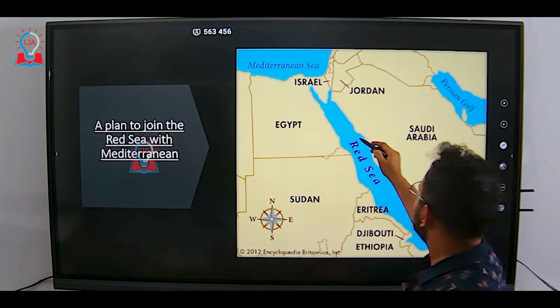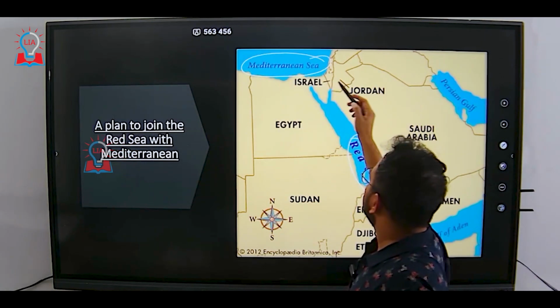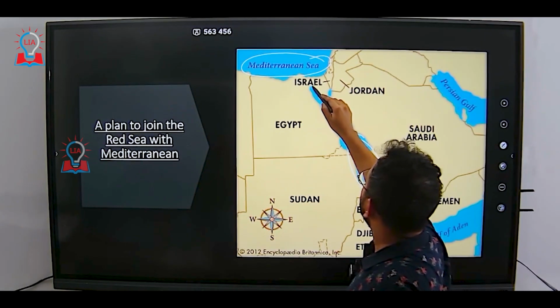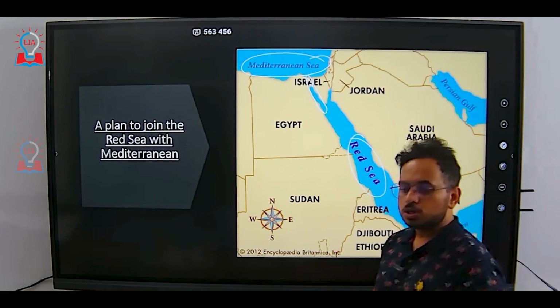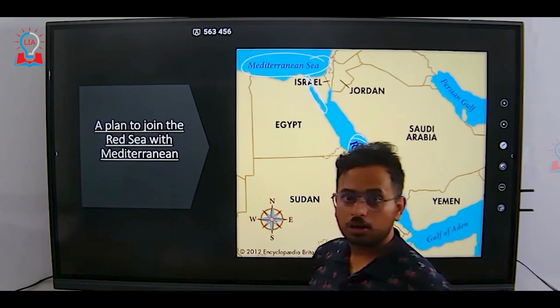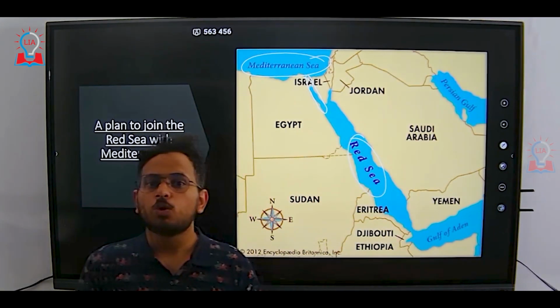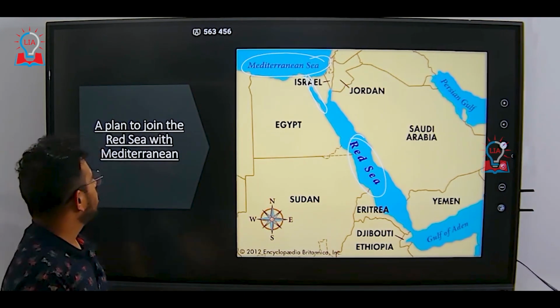And this is the Red Sea that you see, and this is the Mediterranean Sea. Here we have a small canal. This is called the Suez Canal. The Suez Canal as of now connects the Red Sea and the Mediterranean Sea. But now the entire world is exploring an alternative to the Suez Canal.